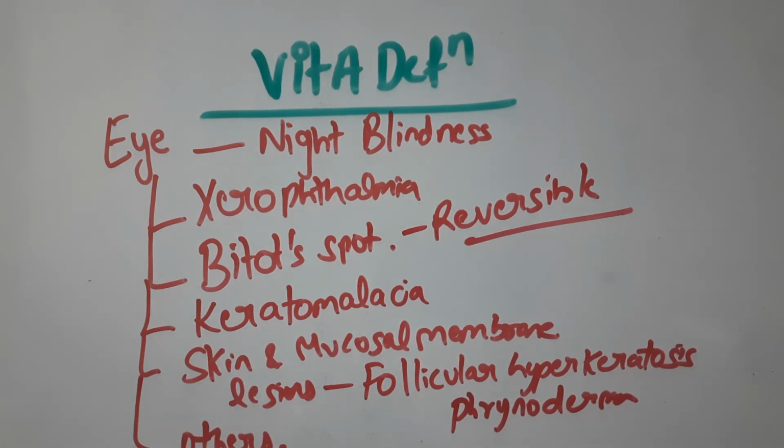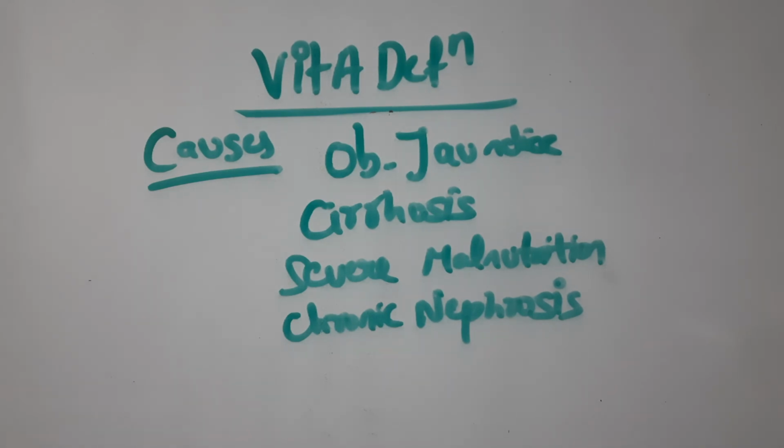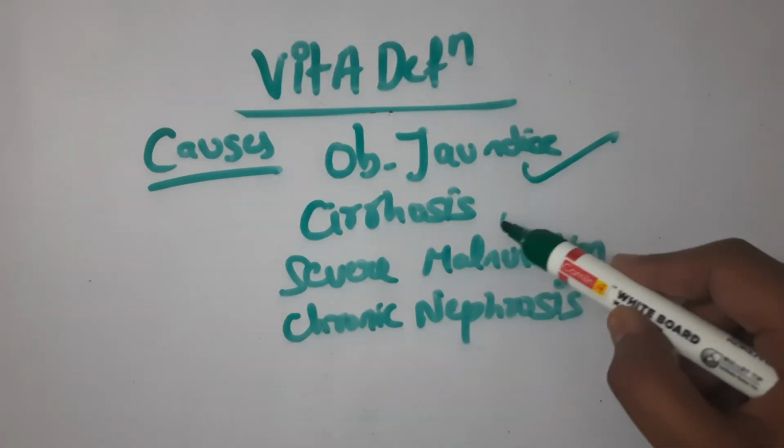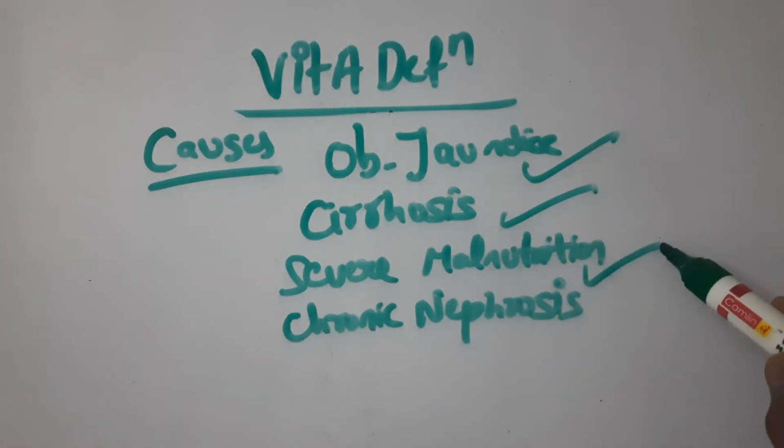If we talk about isotretinoin, which is a vitamin A synthetic variant, it is known to decrease sebaceous secretions, hence it is used in treatment of acne. Other manifestations could be a failure of skeletal growth, growth retardation due to defective synthesis of chondroitin sulfate. What are the causes of vitamin A deficiency? Obstructive jaundice, cirrhosis of liver, severe malnutrition, or chronic nephrosis. These could be the causes of vitamin A deficiency.